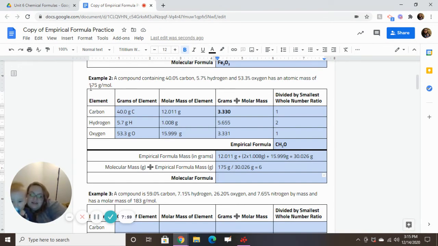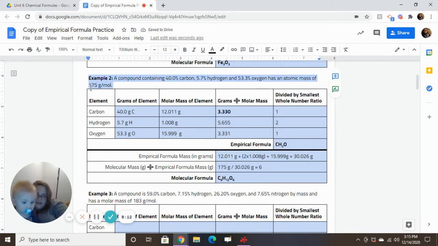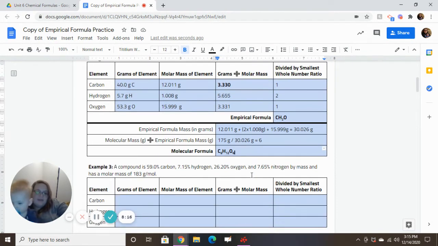C6 H12 O6. And remember to get the little subscripts at the bottom, I just hold down Control and comma, and to get them to go back away, I hold down Control, comma again. All right, and let's do example number 3 now.